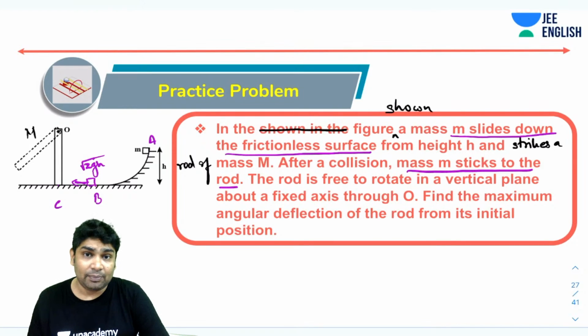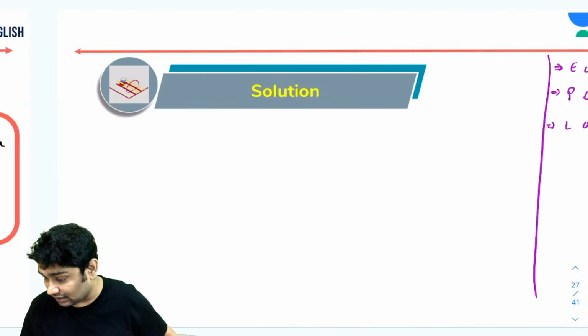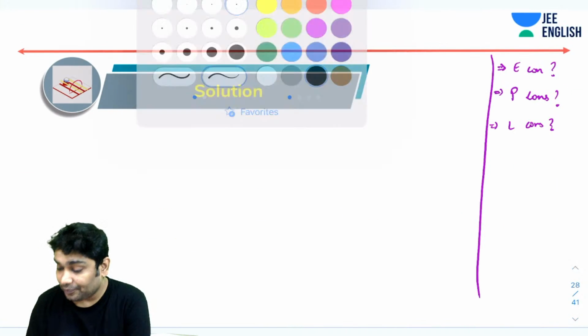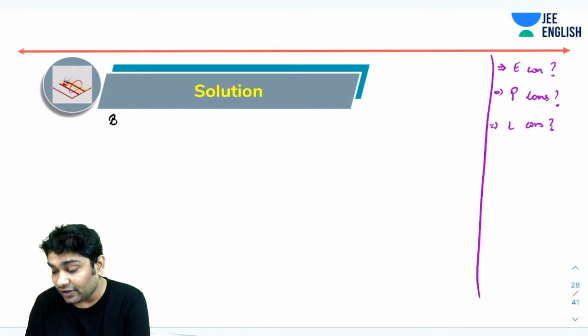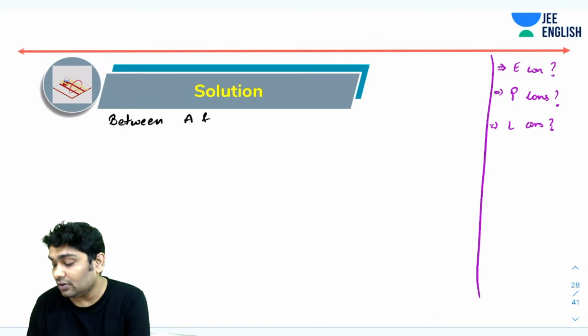Between A and B, I can apply energy conservation. Why? Because the surface is frictionless. So let's start writing all the logic. Between A and B, energy conservation can be applied.